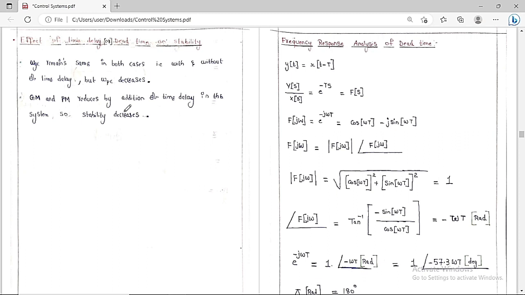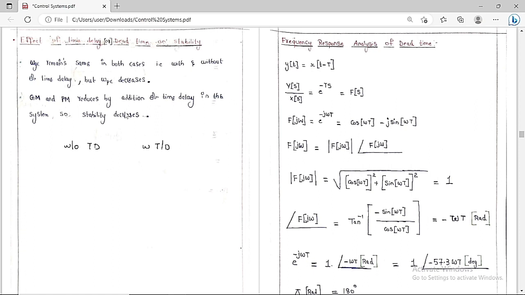And the gain margin and the phase margin reduce by the addition of time delay in a system, so stability is going to decrease. So what is going to happen? Listen carefully. This is without time delay, and this is with the time delay. We are going to see.